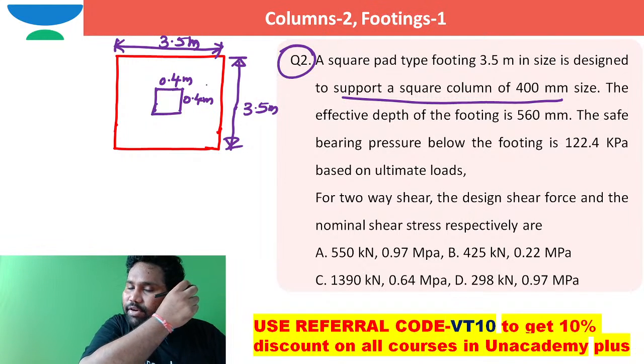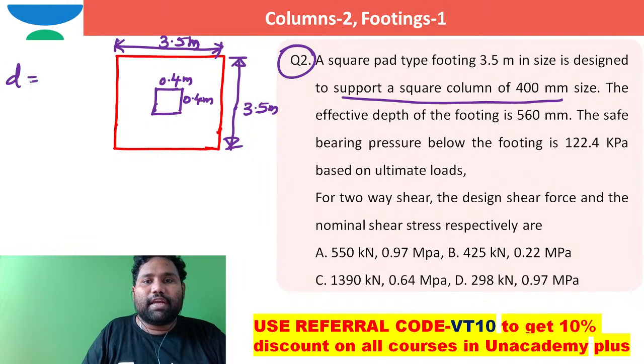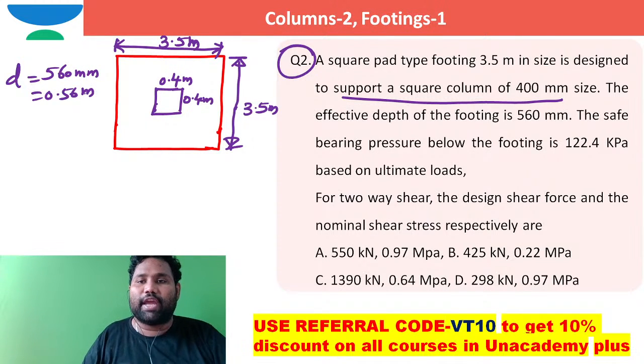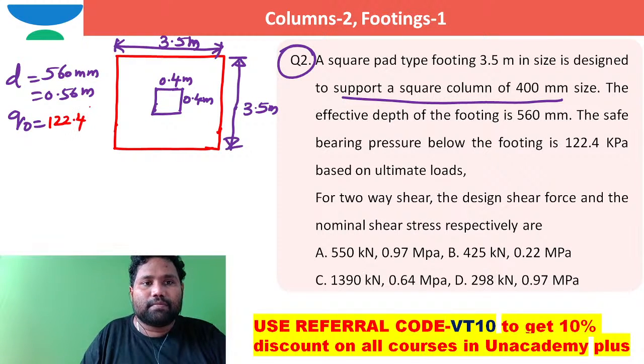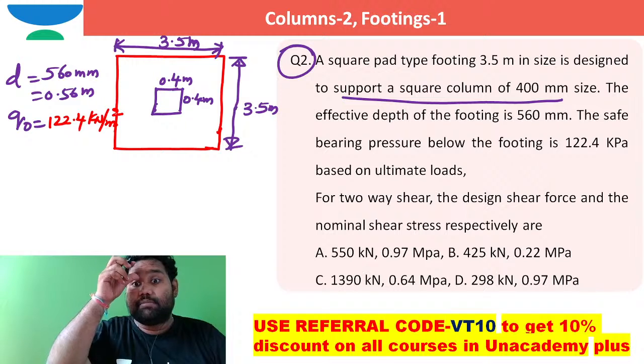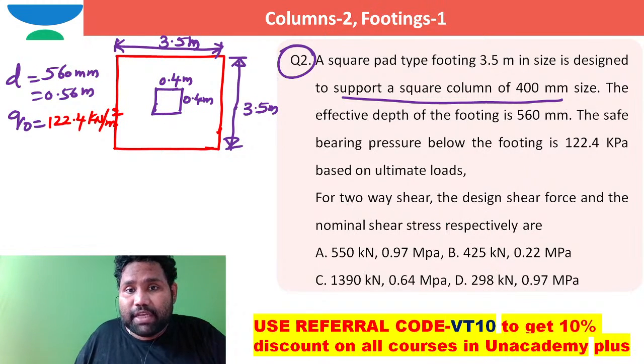The effective depth of the footing is 560 millimeter, which is 0.56 meter. The safe bearing pressure below the footing, which we call q naught, is 122.4 kilopascal. Kilopascal is kilonewton per meter square, right? Based on the ultimate load, for two-way shear, they are expecting the two-way design shear force.